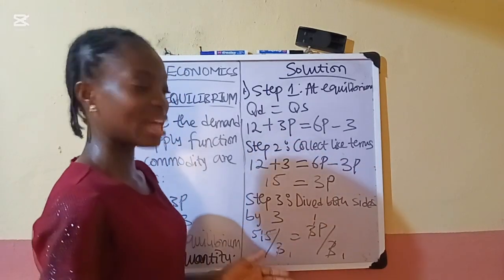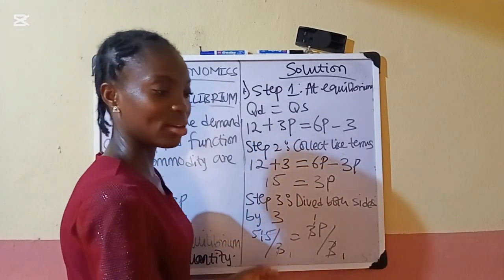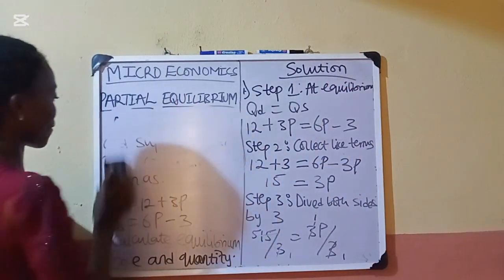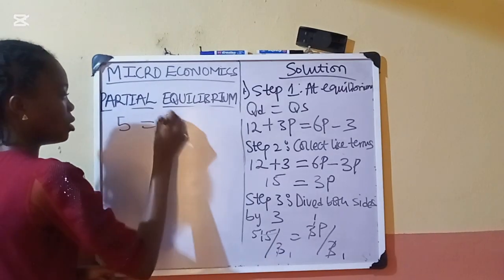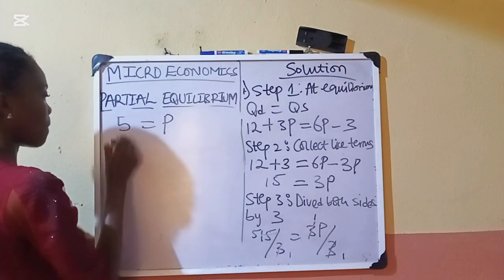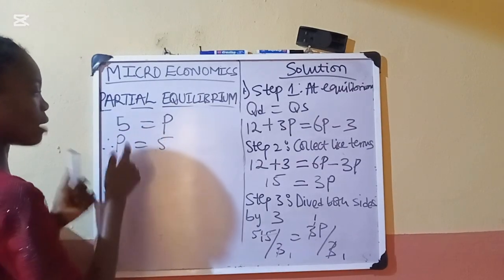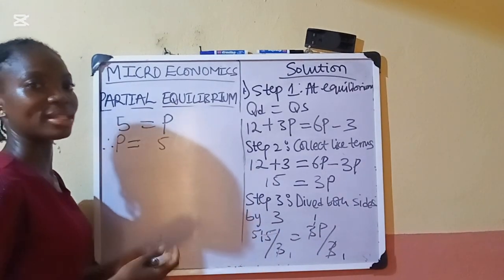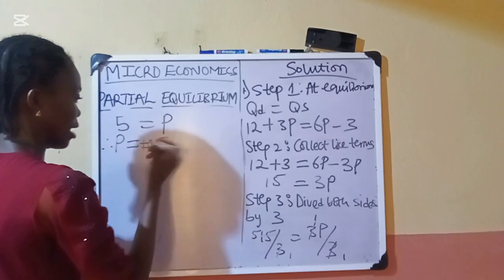Dividing through, you will see that we have 5 at the left hand side and our p at the right hand side. So we'll have our answer as 5 equals P, which is still the same thing as P is equal to 5. Therefore, our equilibrium price is 5. So let's assume the currency we are working with is Naira. So our equilibrium price is 5 Naira.